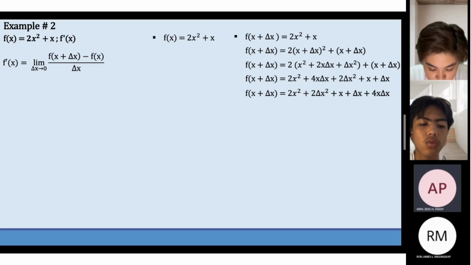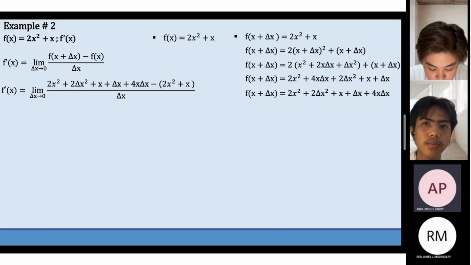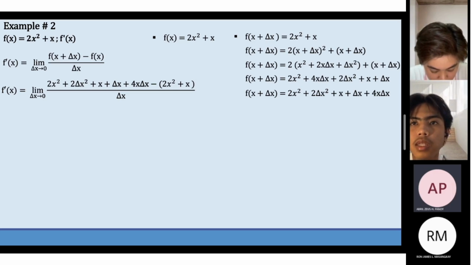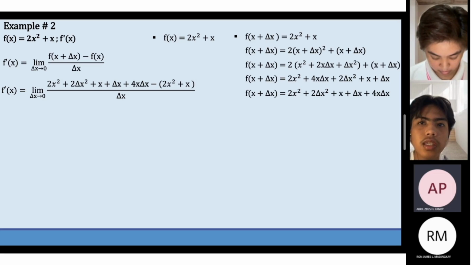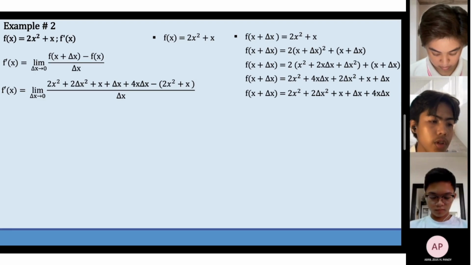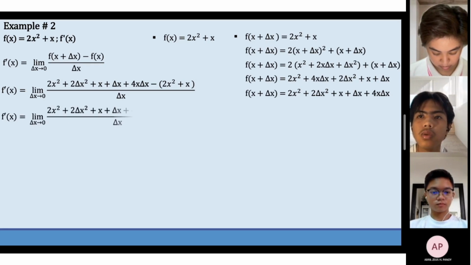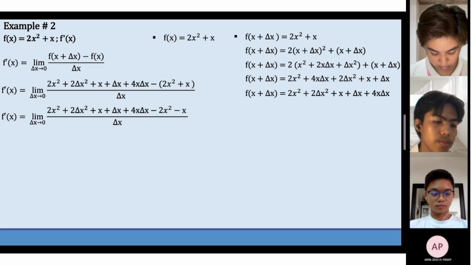After evaluating the function, we can substitute the answers to the formula. So f prime of x is equal to the limit of 2x squared plus 2 delta x squared plus x plus delta x plus 4x delta x, minus the quantity of 2x squared plus x, all over delta x, as delta x approaches 0. But first, we are going to distribute the negative sign to the terms enclosed in the parentheses. So negative 2x squared minus x.